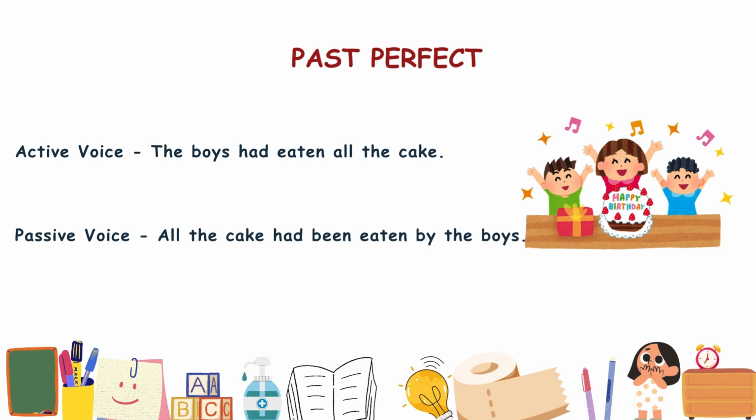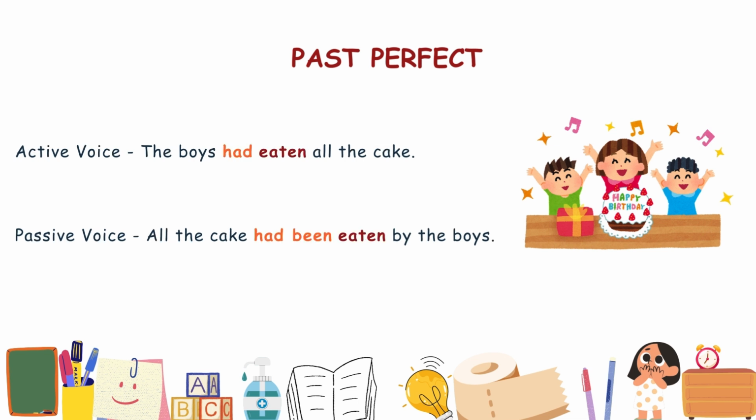Past perfect tense. The boys had eaten all the cake. Is an active voice. All the cake had been eaten by the boys. Is a passive voice. Here, been is an auxiliary verb added and eaten remains the same as it is already in the past tense.